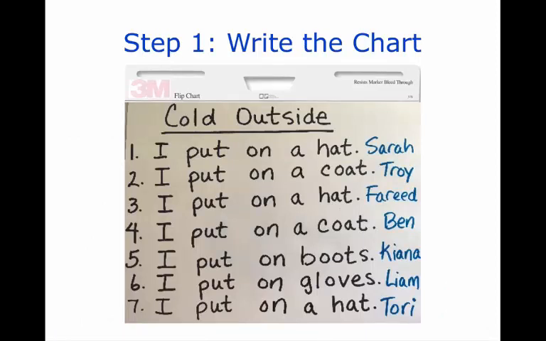During step 1, the group creates the chart together. Here is an example of a completed chart. The topic or title of the chart in this example is Cold Outside. The teacher selected the topic and title of the chart based on a theme being explored in the class during the week. Then she selected the sentence stem, I put on.